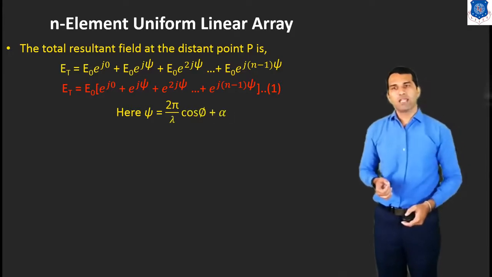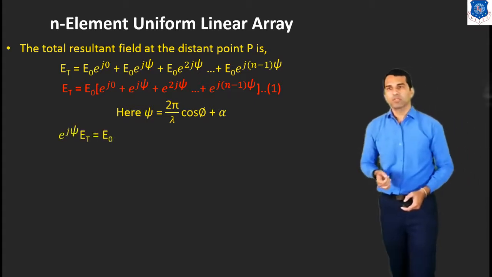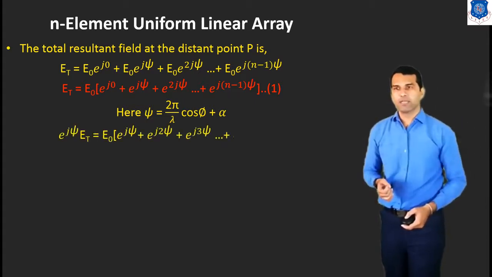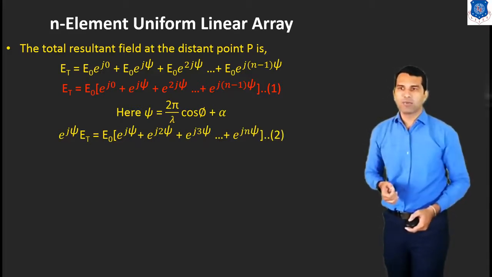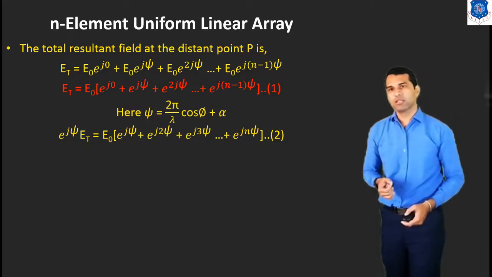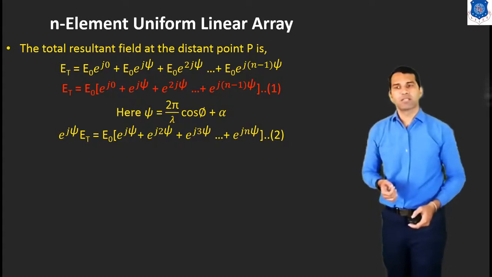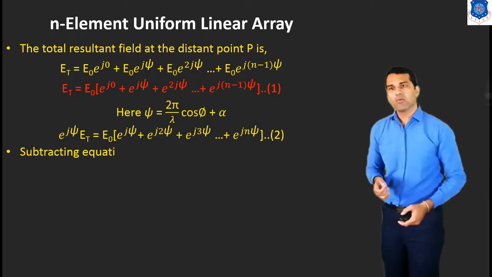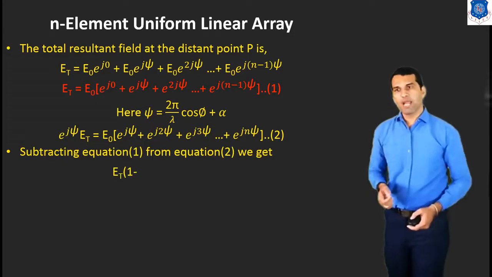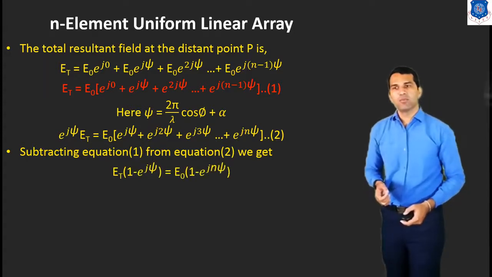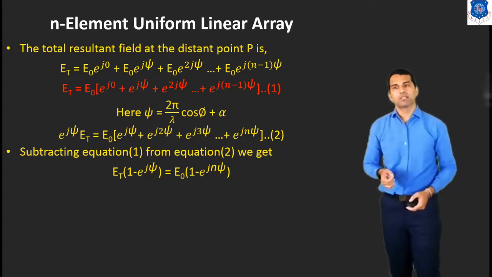Here we know psi is equal to 2 pi by lambda d cos phi plus alpha. Multiplying by e raised to j psi, Et e raised to j psi is equal to E0 times (e raised to j psi plus e raised to 2j psi plus e raised to 3j psi, up to e raised to nj psi). Here we have multiplied both sides by e raised to j psi. Now we subtract equation number 1 from equation number 2. So we get Et into (1 minus e raised to j psi) is equal to E0 times (1 minus e raised to j n psi).